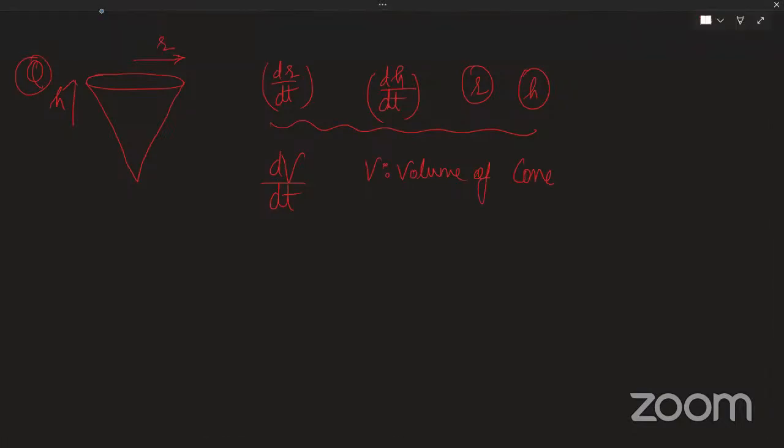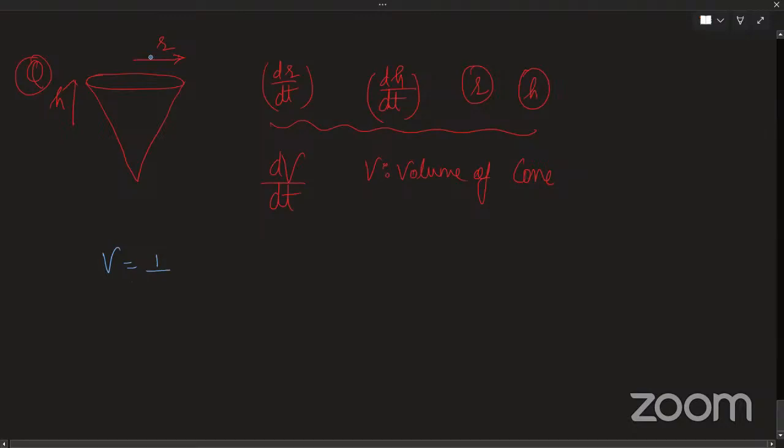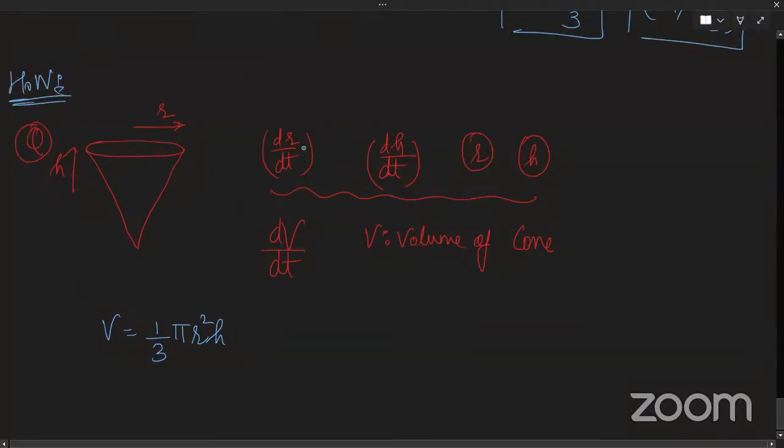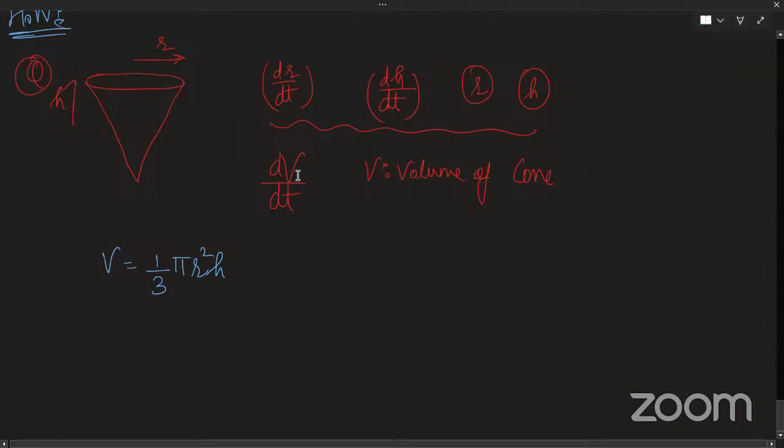Can you write your v as a function of r and h? Do you know the relation? What is the volume of the cone in terms of radius and height? It's 1/3 pi r square h. Yes, sir. Will you be able to differentiate this with respect to t and get the answer in terms of dr by dt and dh by dt? Fine, this is your homework for today. I want you to differentiate the volume with respect to time and tell me the expression for dv by dt in terms of change of radius and change of height.